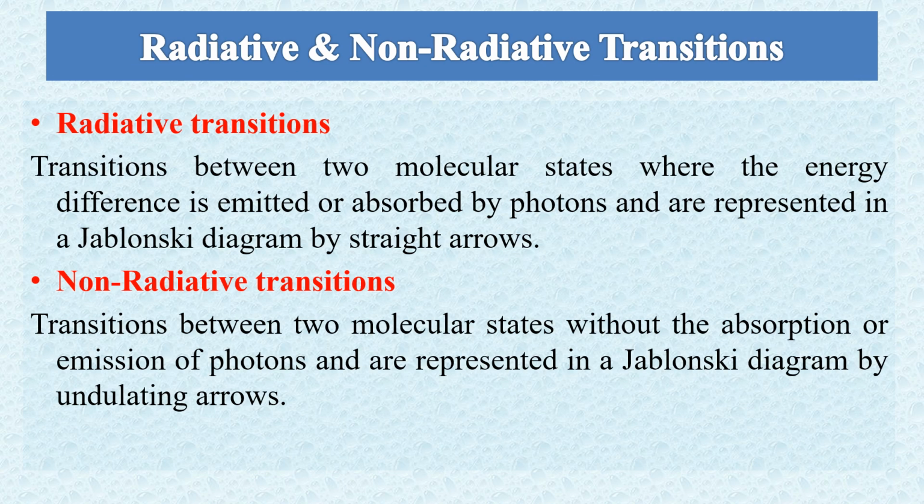There can be two types of transitions. As the name shows, transitions mean changes. These transitions can be radiative transitions, where the energy difference is emitted or absorbed as photons, and are represented by straight arrows, upward arrows or downward arrows. The second one is non-radiative transitions. This is a transition without absorption or emission of photons and is represented by undulating arrows.